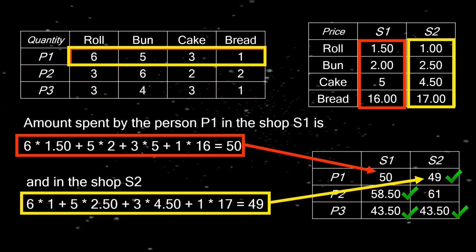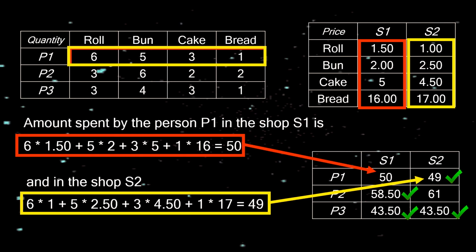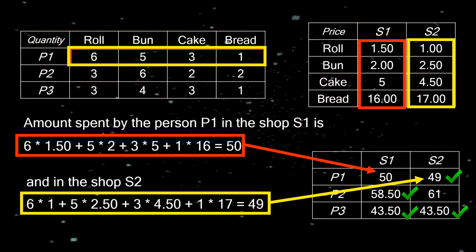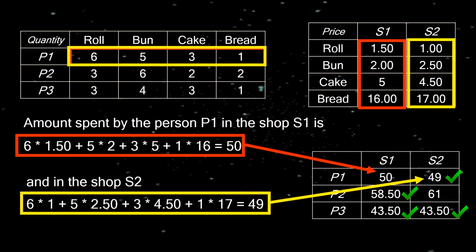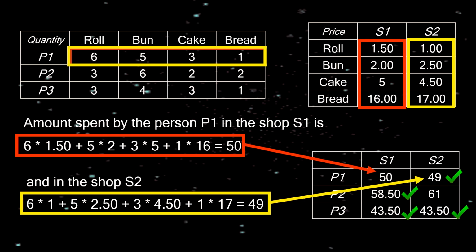Calculating for all other people in both shops, we get the following table. Hence, it is optimal for the person P1 to buy in the shop S2, for the person P2 in S1, and the person P3 will pay the same price in S1 as in S2.